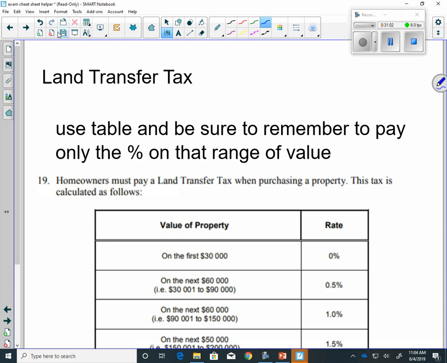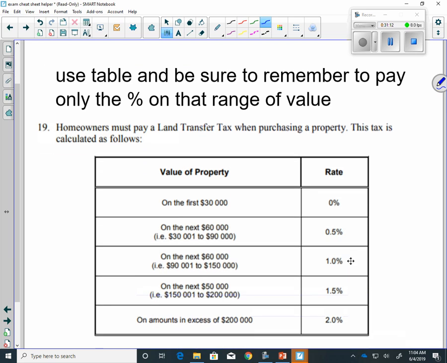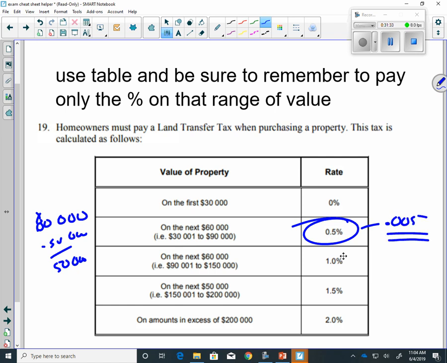Okay, we did land transfer tax. Remember, use the table, which they'll give you. Be sure to remember to pay only the percent of that range of the value. So in other words, the first 30,000 is free. If you're just buying a lot for 80,000, you subtract the 30,000, and you pay 0.5% on that next 50. Remember that 0.5 is 0.005. You will get this table.